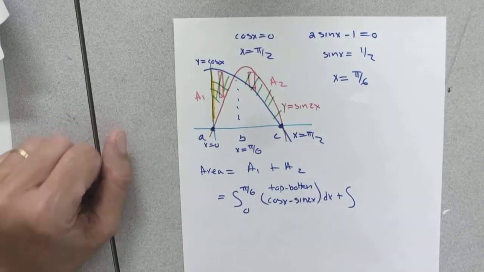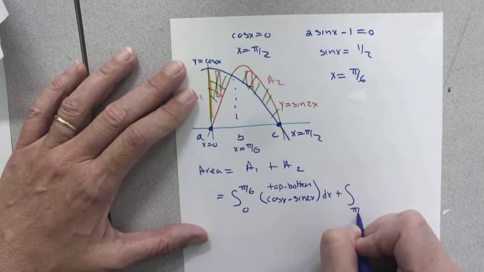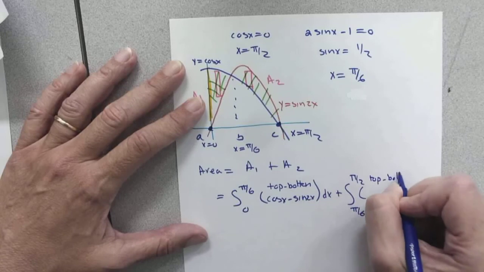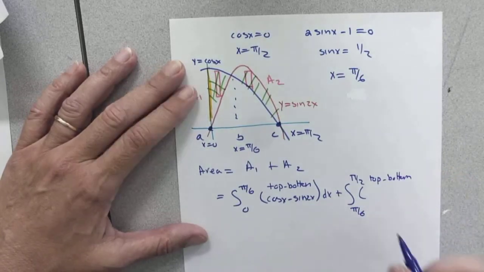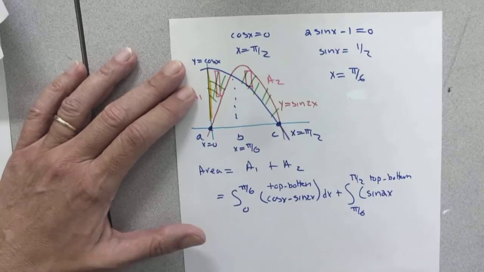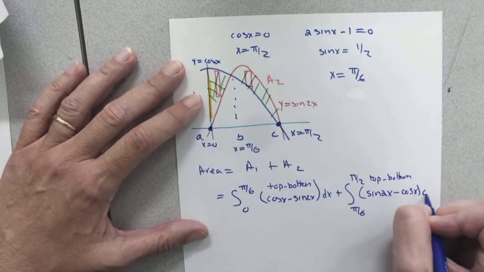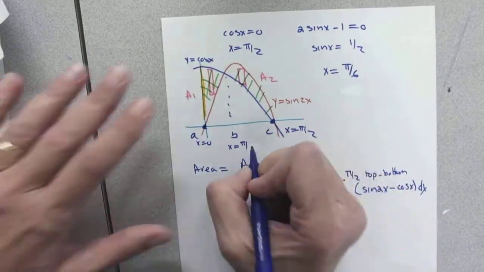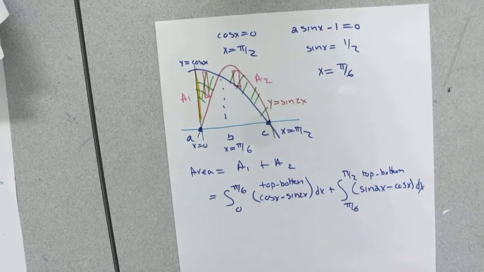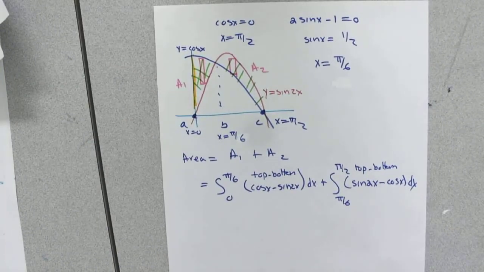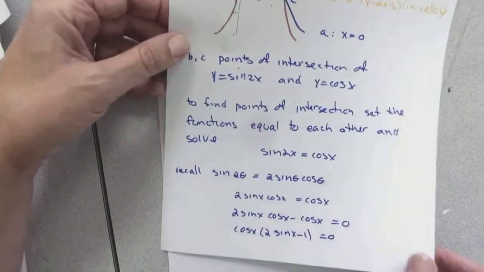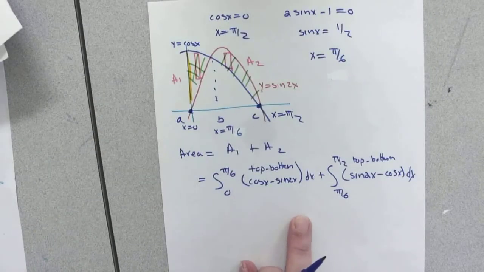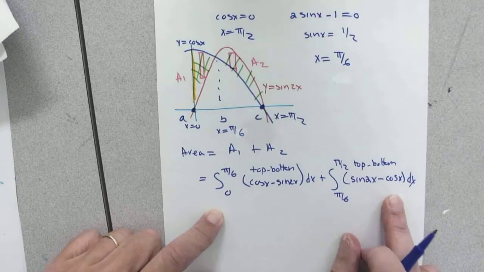Then the second region, top minus bottom, starts at pi over 6 and goes to pi over 2. Again, top minus bottom, but this time the top is sine 2x and the bottom is cosine x dx, and there are the integrals that are going to do it for us. Now we're going to integrate this out, but if the problem were to say set up only, this is where you would stop. I would be expecting to see where you calculated the points of intersection and then the integrals.